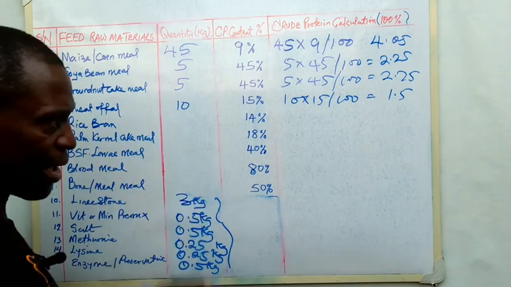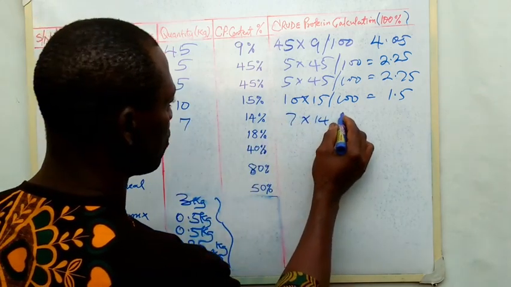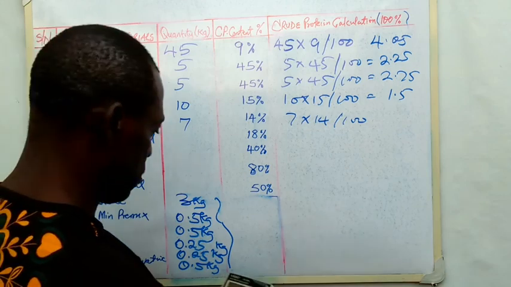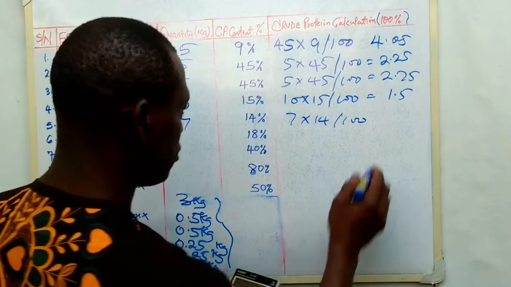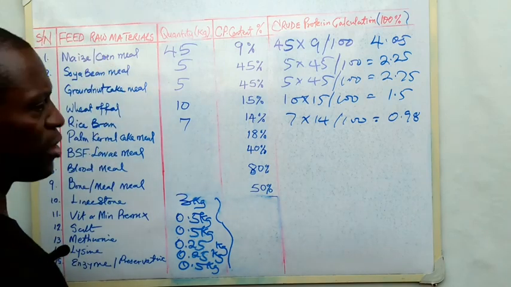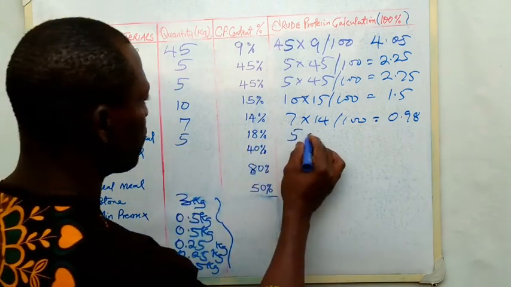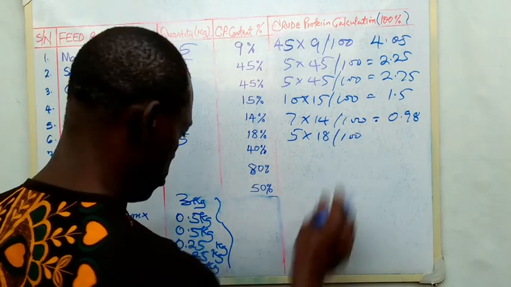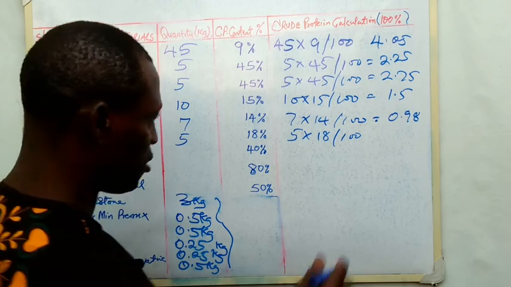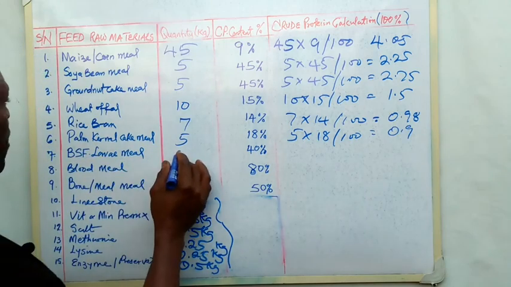The next one is rice bran. Rice bran, we're using 7 kg here. 7 times 14 divided by 100, which is 0.98. Then the next one is palm kernel cake, PKC. We're using 5 kg. 5 times 18 divided by 100. This is 0.9.